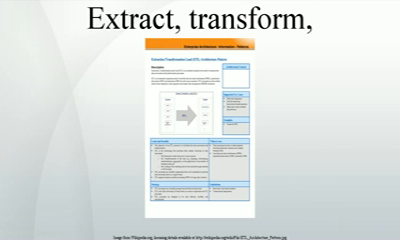ETL systems are commonly used to integrate data from multiple applications, typically developed and supported by different vendors or hosted on separate computer hardware. The disparate systems containing the original data are frequently managed and operated by different employees. For example, a cost accounting system may combine data from payroll, sales and purchasing.